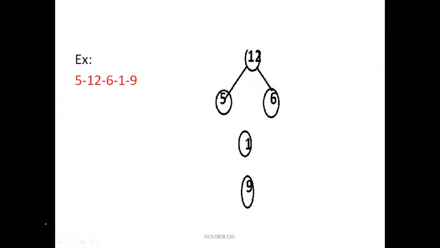Here, let's take an example. Here I have nodes called 12, 5, 6 and 19. Now if you apply post-order, how will it be? 5, 12, 6, 1, 9 will be there.